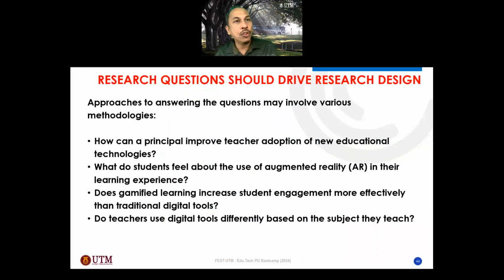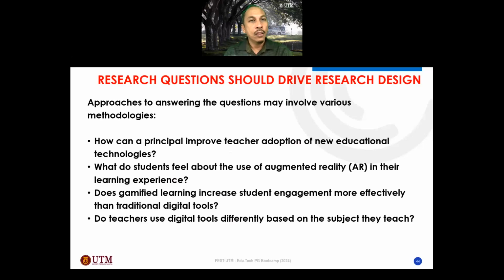Okay, research question also should drive research design. When you write your research objective or research question in chapter 1, you need to think about your chapter 3. If this is my research objective or research question, what is the instrument that I can use to gather data to answer research question number 1? If you cannot think about the instrument, if you cannot think about the research approach, then you have a problem with your research objective.